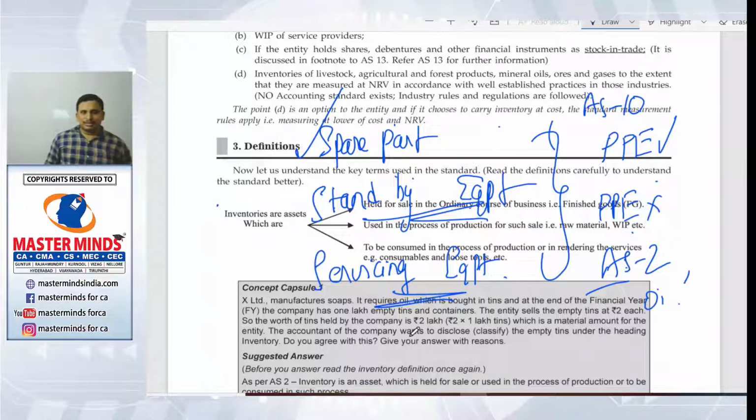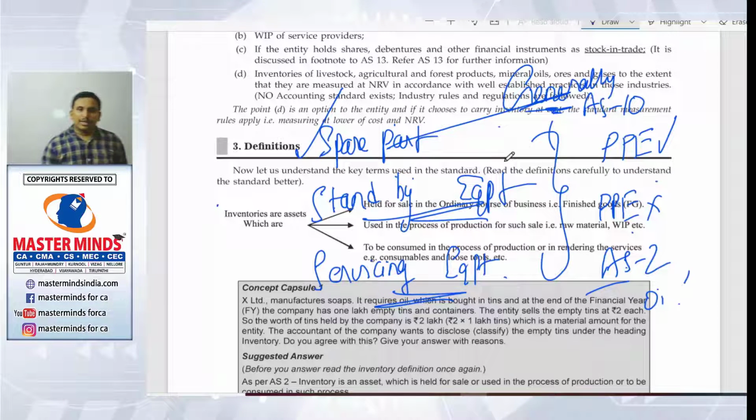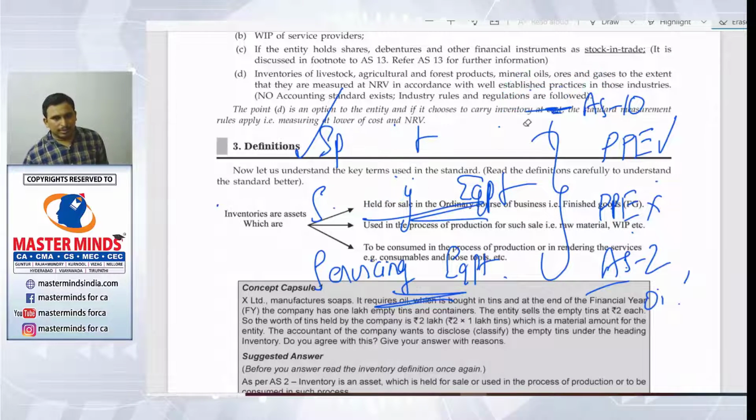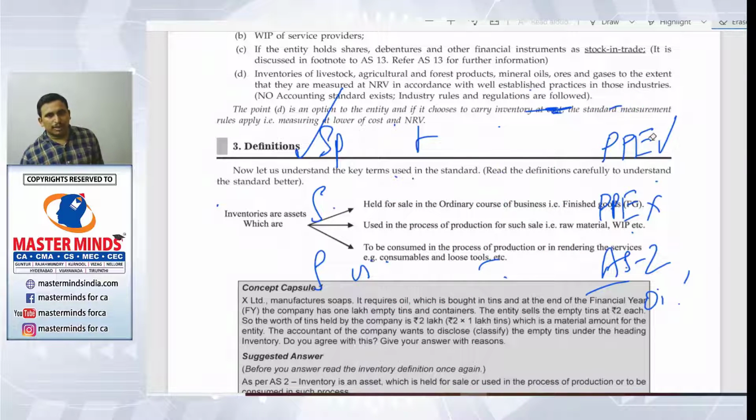In all the three cases, generally these three satisfy the definition of PPE and they are considered under AS10 only, generally. But if at all they don't satisfy the definition of PPE, then we will consider them as per AS2. So that is the point. So hope everybody has understood the definition of inventory.